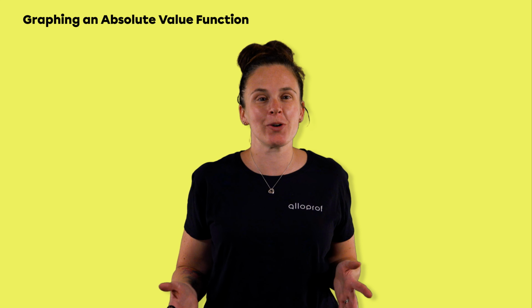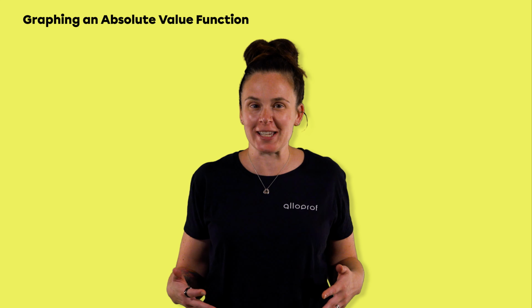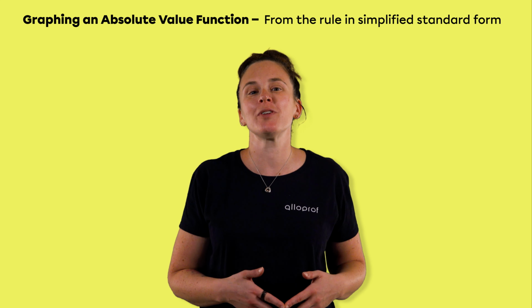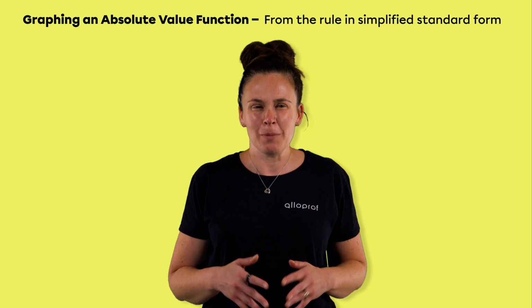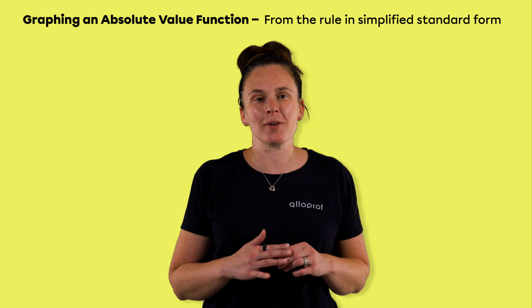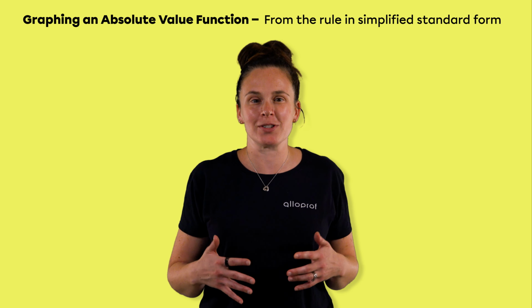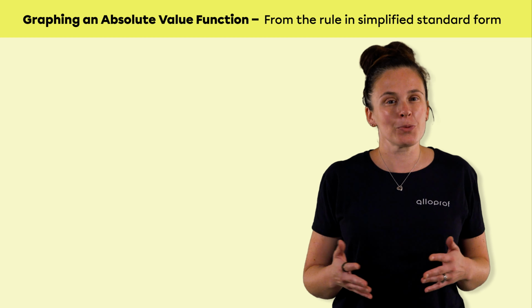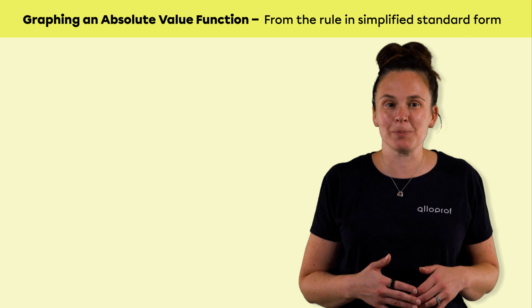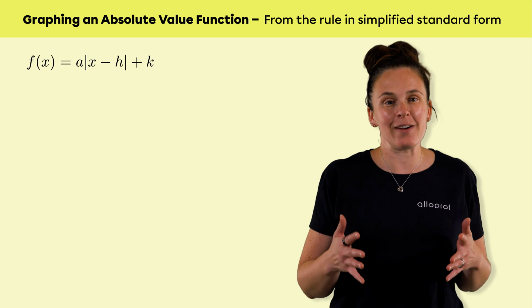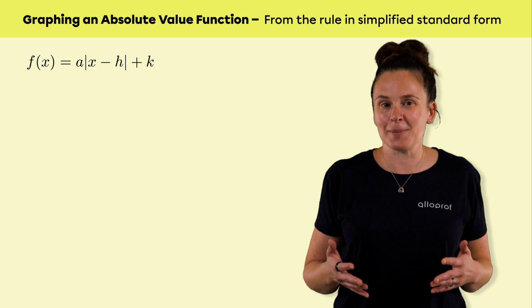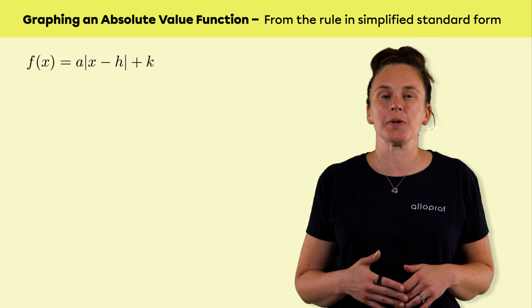In this video, we will graph an absolute value function on a Cartesian plane from the rule in simplified standard form. Before we start, let's review the properties of the absolute function that will allow us to draw it. The rule for an absolute value function in simplified standard form is f of x is equal to a times the absolute value of x minus h plus k.